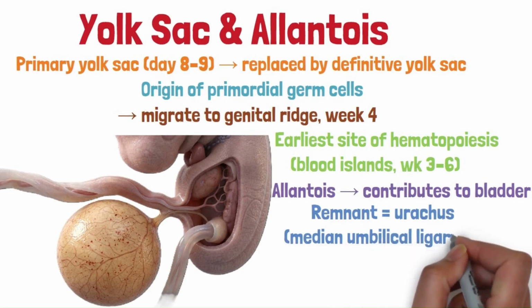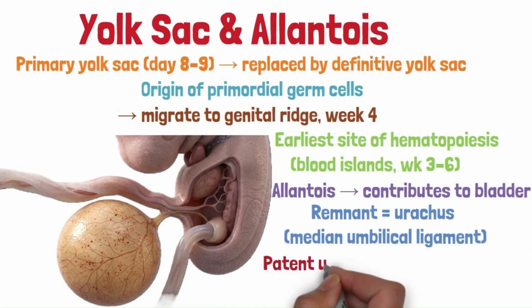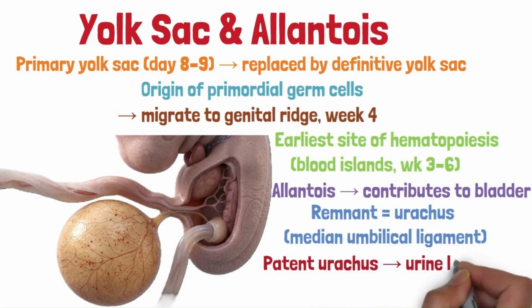Here is your clinical pearl. If that urachus stays open, a patent urachus, urine can literally leak out through your patient's umbilicus.